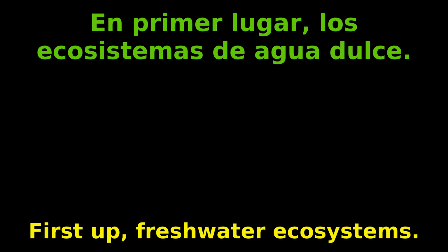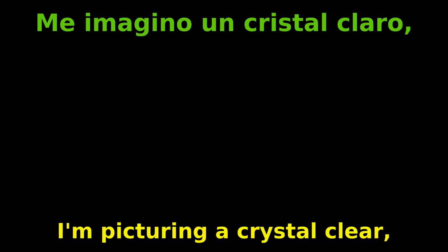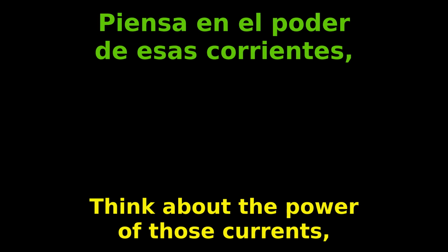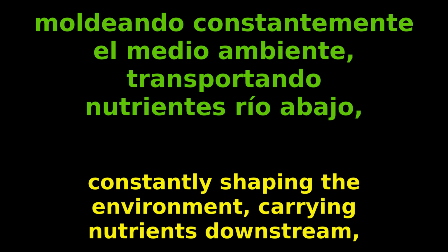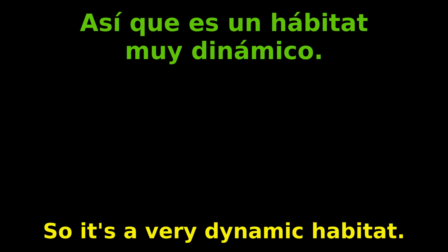Okay, let's break it down. First up, freshwater ecosystems. What comes to mind for you when you think about those? I'm picturing a crystal clear mountain stream rushing over rocks. Those are definitely a great example of flowing freshwater ecosystems. Think about the power of those currents, constantly shaping the environment, carrying nutrients downstream, and creating those dramatic rapids and waterfalls. So it's a very dynamic habitat.